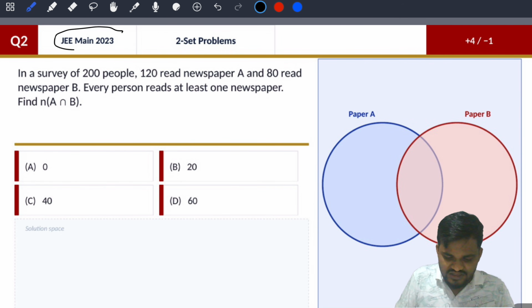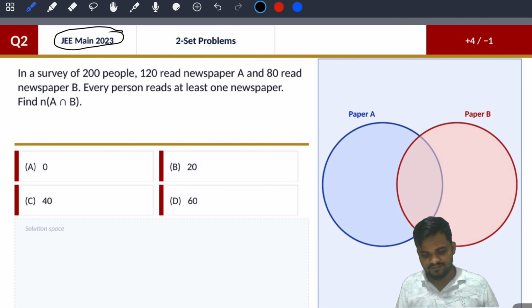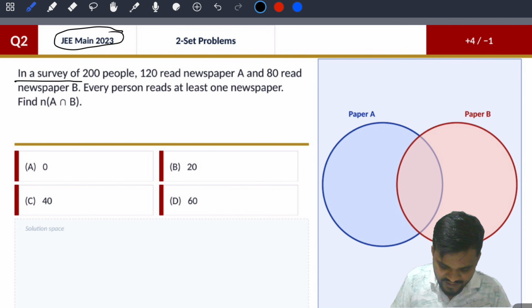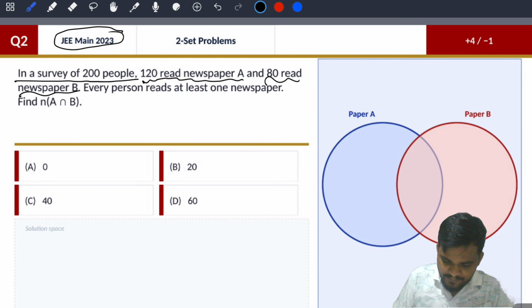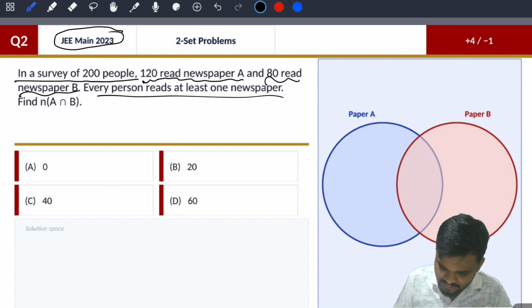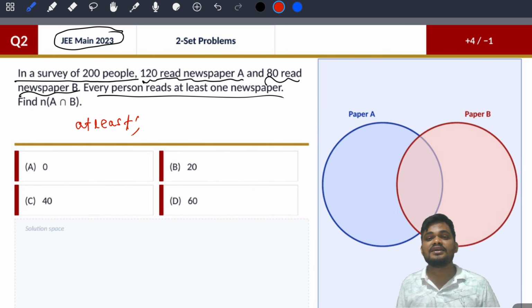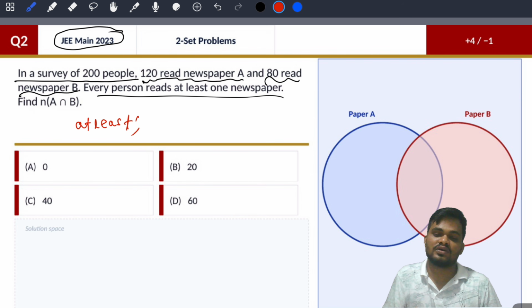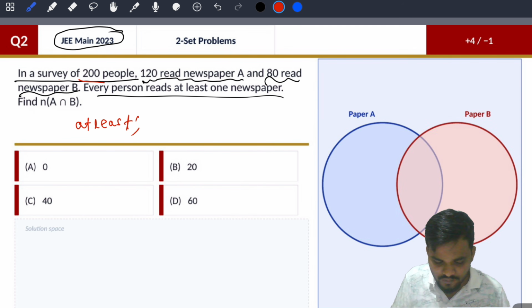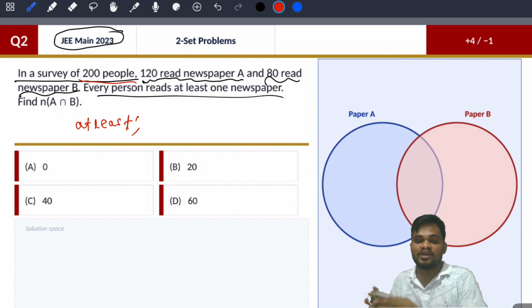Question number 2 was asked in JEE Main 2023. What is the question talking about? In a survey of 200 people, 120 read newspaper A, 80 read newspaper B, and every person reads at least one newspaper. What is the term giving? At least one newspaper. That means all the people have to read either newspaper A or newspaper B or both. That means there does not exist any person out of 200 who is not reading any of the newspapers.